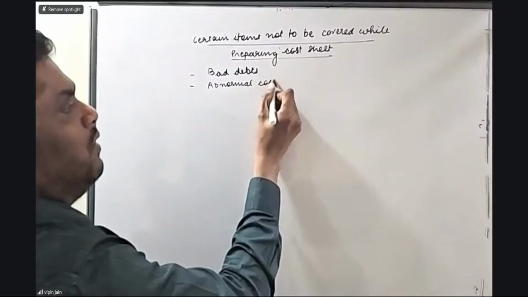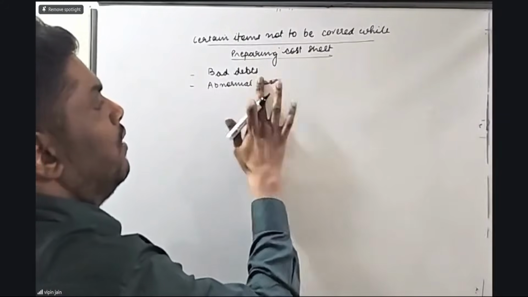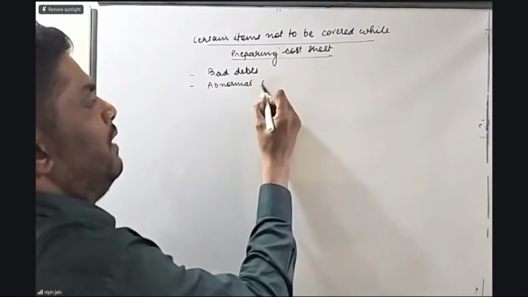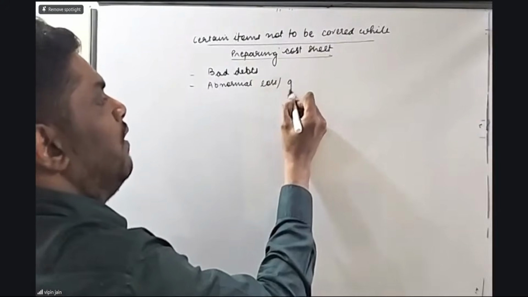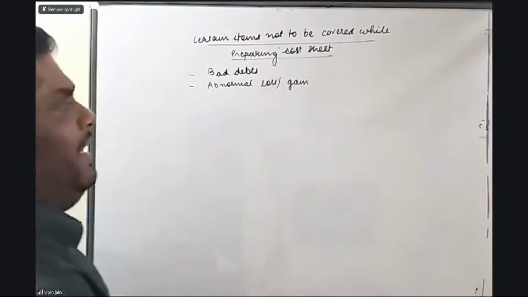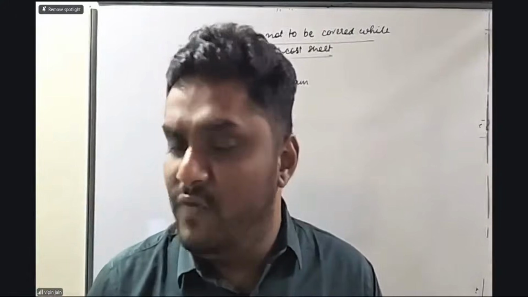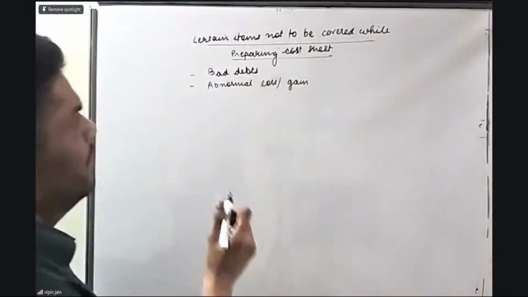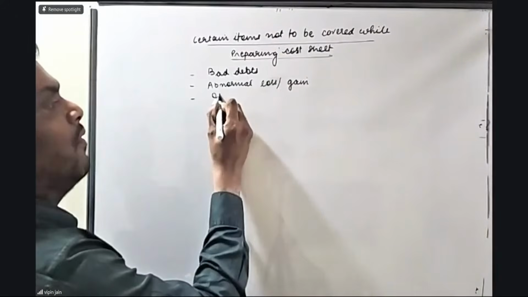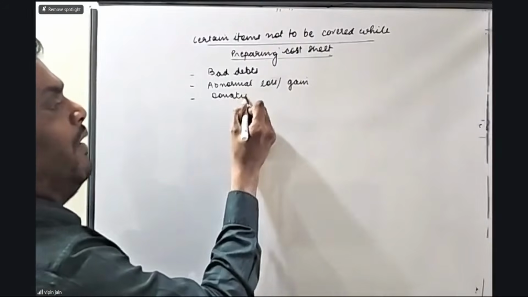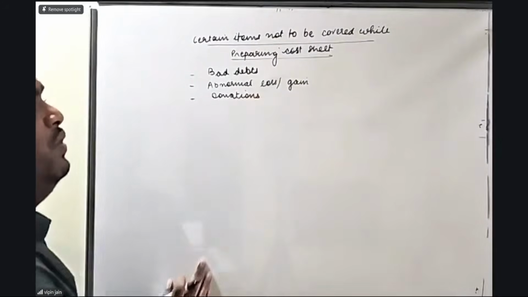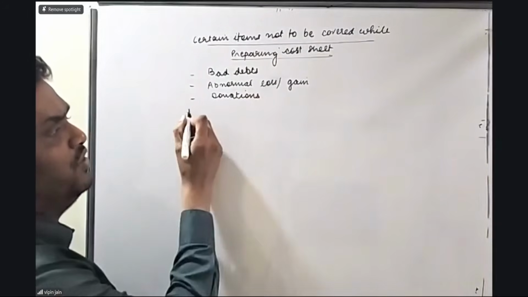Abnormal cost. Abnormal loss or gain. Any sort of abnormal loss or gain will never form part of cost sheet. As a few students mentioned, donation will never form part of cost sheet.